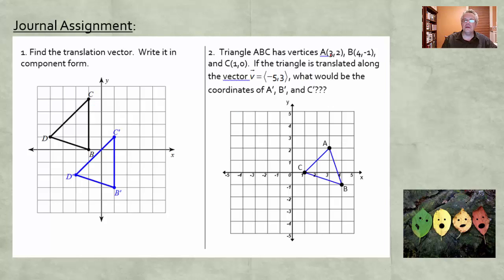All right, over here, we have all the information in words, but we have a diagram also. Triangle ABC has these vertices. It's actually graphed there. If the triangle is translated along the vector V, where would, I'm kind of covering up part of the question here, where would A prime, B prime, and C prime be? Okay, so this is the vector right here. And you don't have to copy this figure, but you've got to think, where would these 3 points go? What would be their new coordinates?